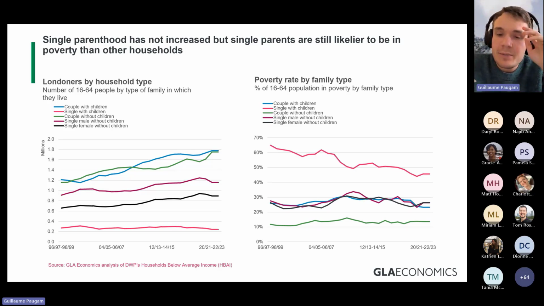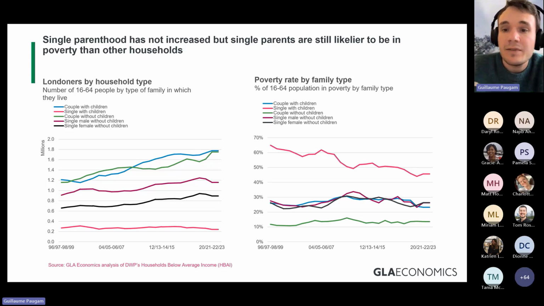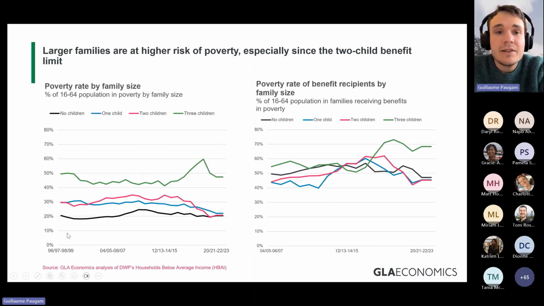The other thing that I find quite striking from this graph is that if you abstract from the number of adults, whether it's a couple or single, for a given number of adults, the poverty rate rises quite sharply as soon as children appear. So single parents are at much higher risk of poverty than single childless people. Couples with children are also at higher risk of poverty than couples without. And that prompted me to explore poverty risk by family size, especially in the context of recent benefit cuts, especially the two-child limit on universal credit child payments that started from 2017 onwards.